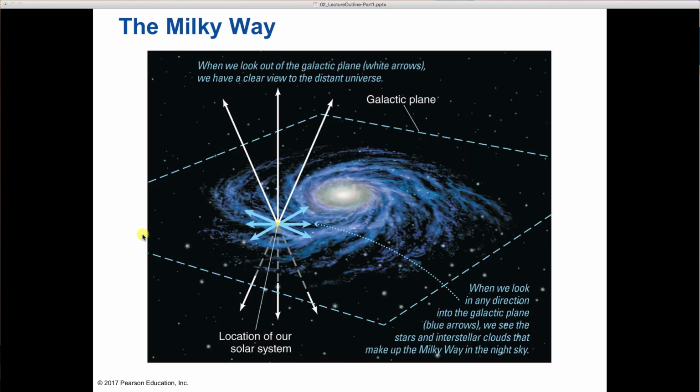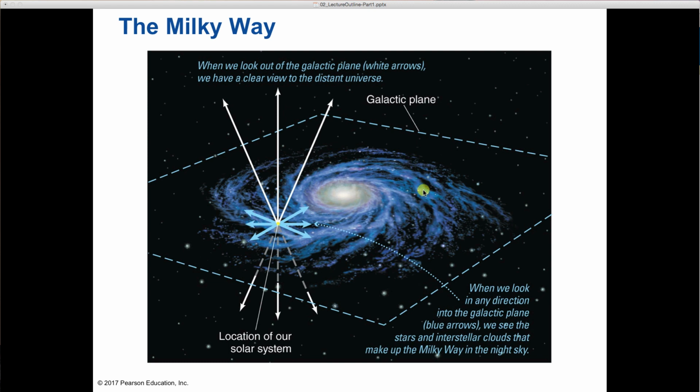Here's another view of the Earth, but now we're looking at the entire galaxy. So we had these two reference lines, the celestial equator and then the ecliptic. This ecliptic represents the path that the sun follows over the course of a year. The celestial equator again is just that line directly above the Earth's equator. We can also talk about the galactic plane.